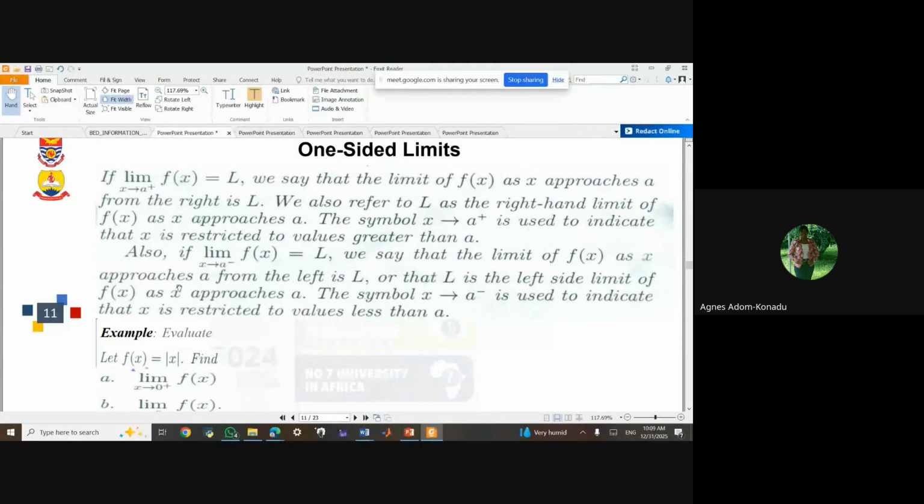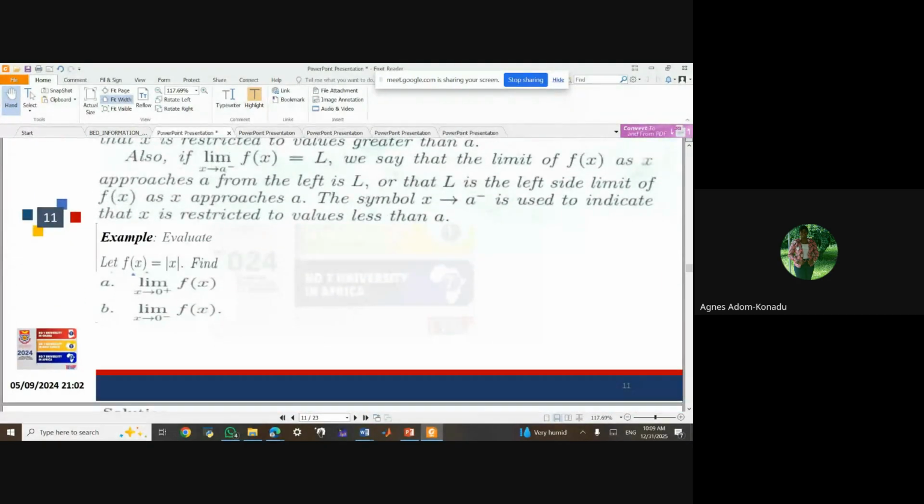Okay, so the negative one means that we want to find the limit of f of x as x approaches a from the left. And this means that we want to look at the left side limit of f of x as x approaches a. And the symbol x approaches a negative is also used to indicate that x is restricted to values less than a.